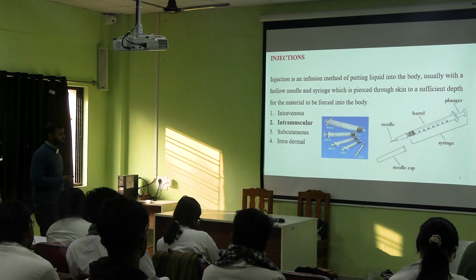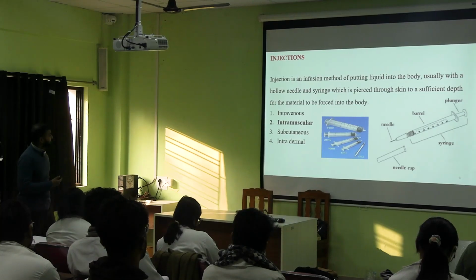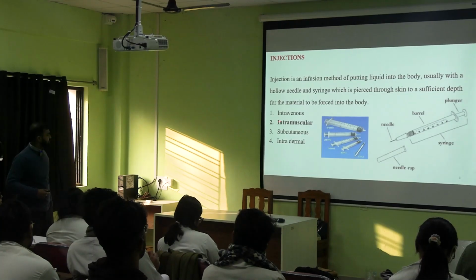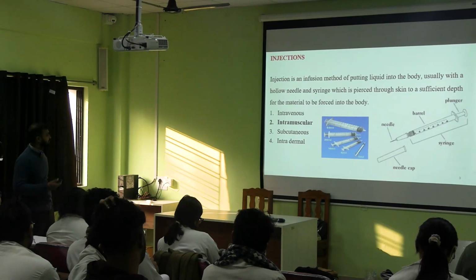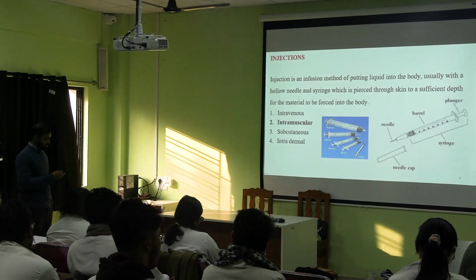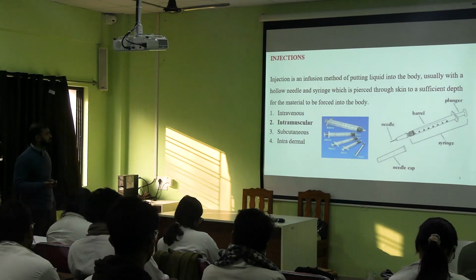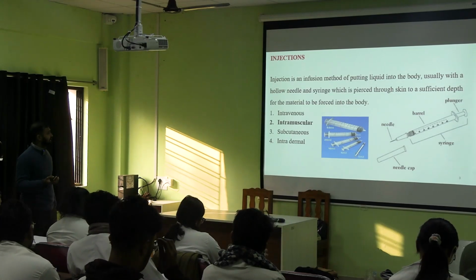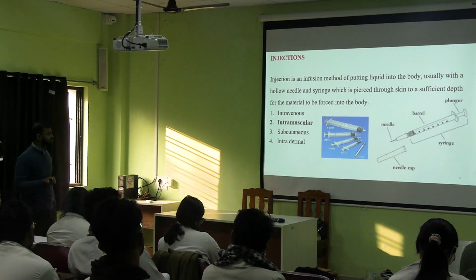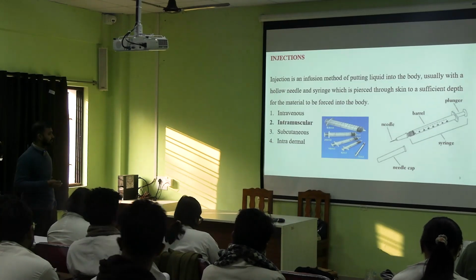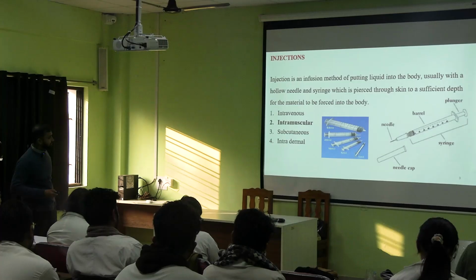You have seen injections, so they can be of various sizes. It can be used for intravenous, intramuscular, subcutaneous and intradermal, and there are other sites also which can be used. So this injection is an infusion method of putting the liquid into the body, usually with a hollow needle and syringe which is pierced through the skin to a sufficient depth for the material to be forced into the body. So what are the parts of this?